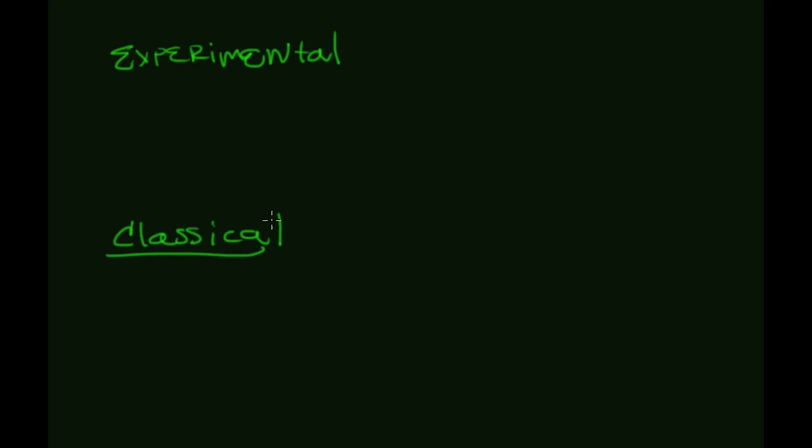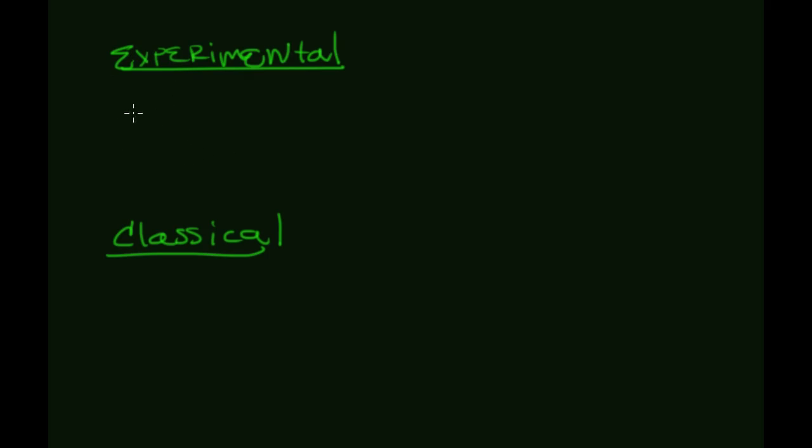Okay, so this is a video about two different ways to define probability. One is what is called an experimental definition of probability. The other is what is the classical definition of probability. These are not the same. They are related, but they are not the same.